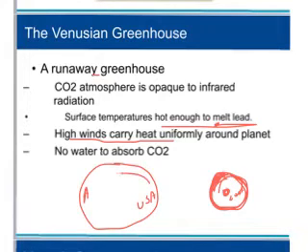Uniformly around the planet means it's just as windy in Asia as it is over here in the USA. So that wind just travels all around all the time, and it keeps that heat pretty uniform around the planet. And that's what's happening on Venus.